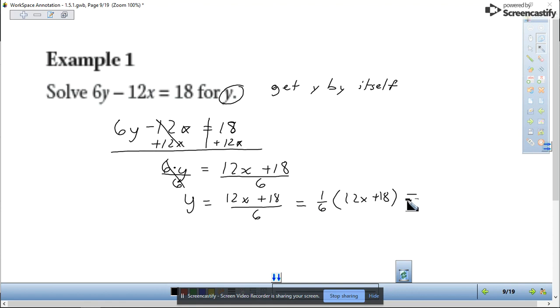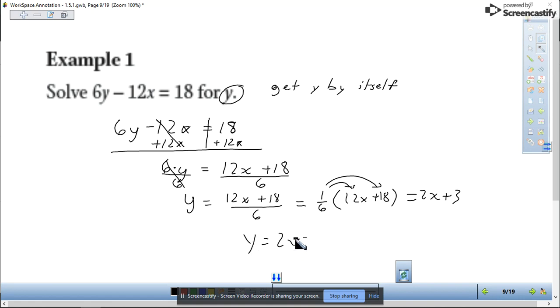So if I do it as a distributive property, 1/6 times 12 is 2x, and then 1/6 times 18 is 3. So 2x plus 3 is fully simplified.